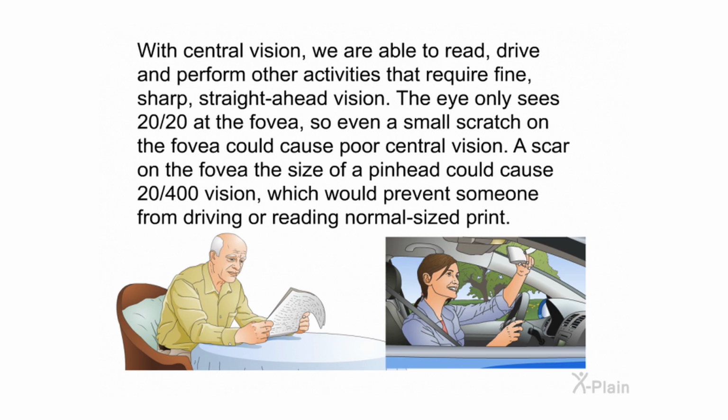With central vision, we are able to read, drive, and perform other activities that require fine, sharp, straight-ahead vision. The eye only sees 20/20 at the fovea, so even a small scratch on the fovea could cause poor central vision. A scar on the fovea the size of a pinhead could cause 20/400 vision, which would prevent someone from driving or reading normal-sized print.